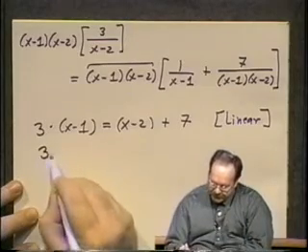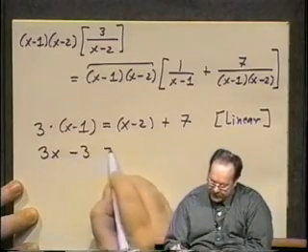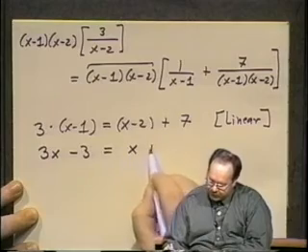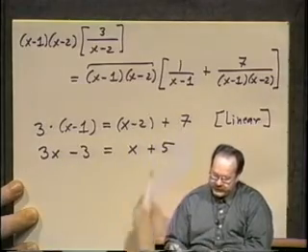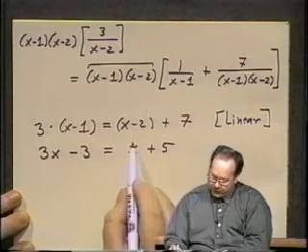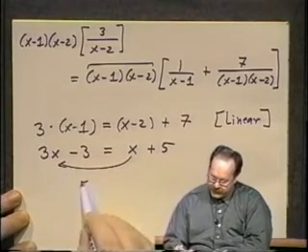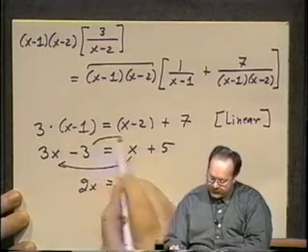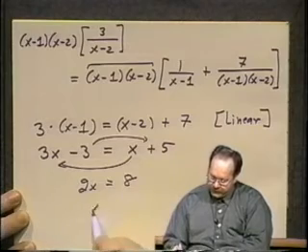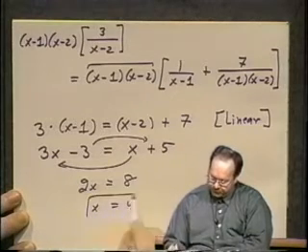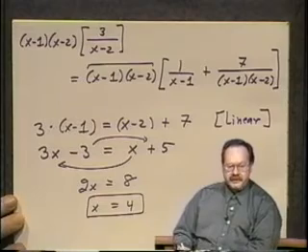So, if we multiply this out, we have 3x minus 3 equals x plus 5 minus 2 and 7 is 5. We move the x over to here, say, to get 2x. The minus 3 over there to get 8. x equals 4 is the apparent solution.